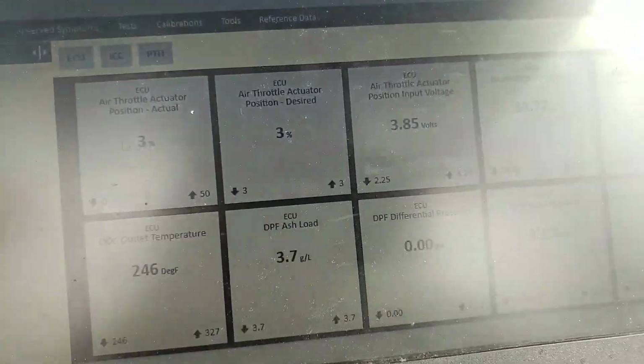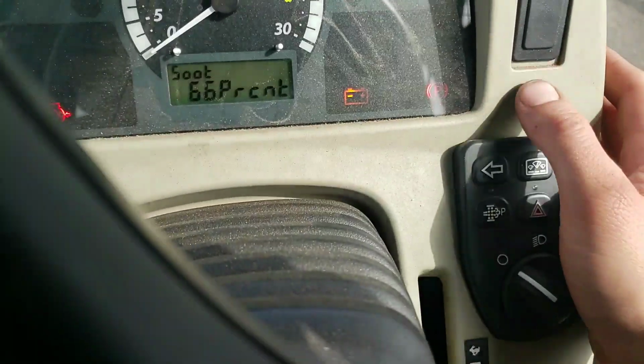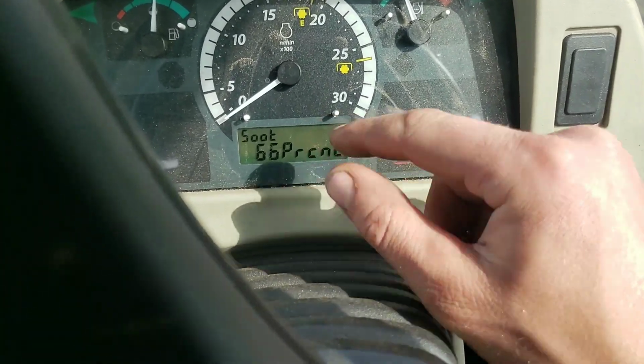Alright, today is more of a tip or a recommendation than a diagnosis. This machine was just in for routine service, and part of my check over I found, focus, 66% soot load, so we're going to run it through regen for the guy.